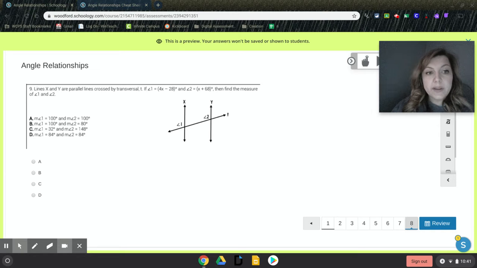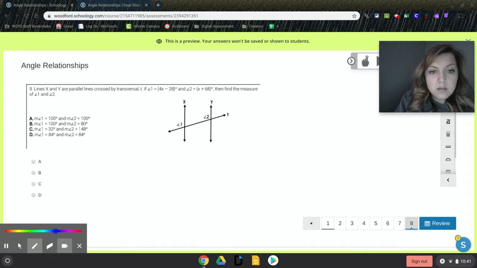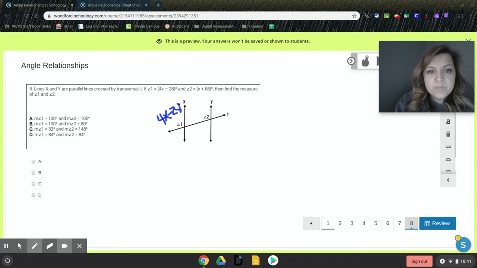Lines X and Y are parallel lines cut by a transversal. If the angle measure of angle 1 here is 4x minus 28, and angle 2 is x plus 68, find the measure of angle 1 and angle 2. Well, what kind of angles are those? Are they corresponding, alternate interior, alternate exterior, vertical? Are they both obtuse angles here? Looks like it. So more than likely these are going to be congruent.